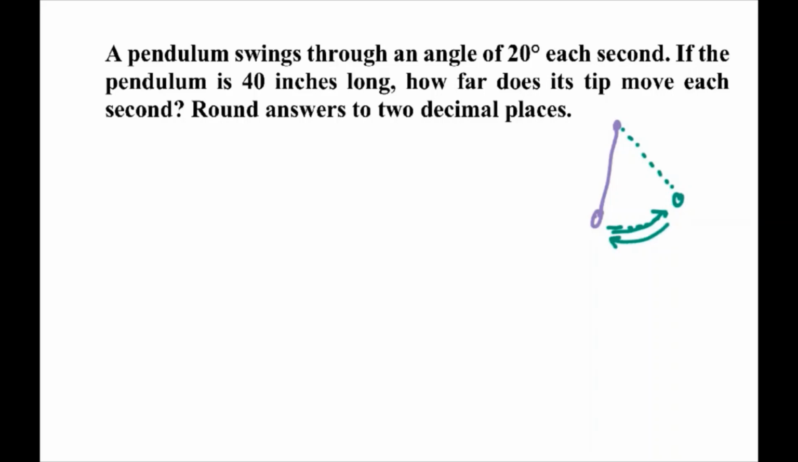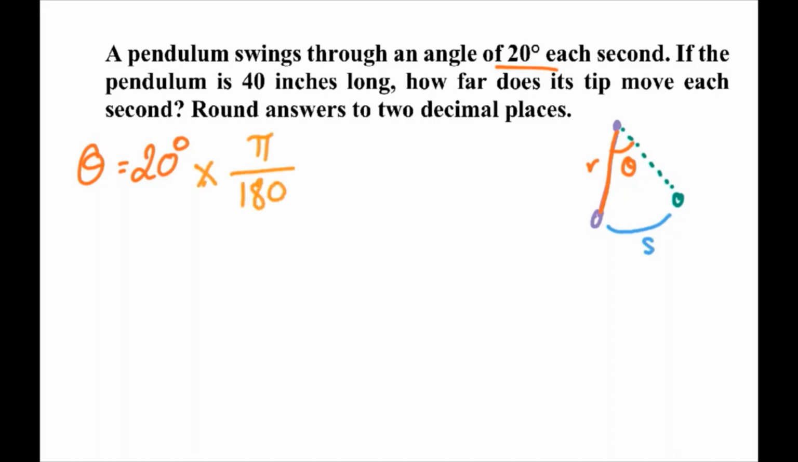By looking at this, this is going to be my theta, and this is my r. From here all the way to here is r. And this one here is going to be s. So let's go back to the question. Theta equals 20 degrees. I need to change it into radians, multiplying by pi over 180. That's going to be equal to pi over 9. Next, he gave me the r. The r is 40. Now I can find s.